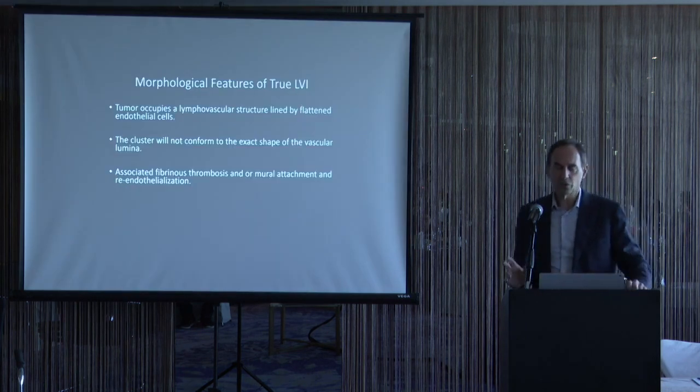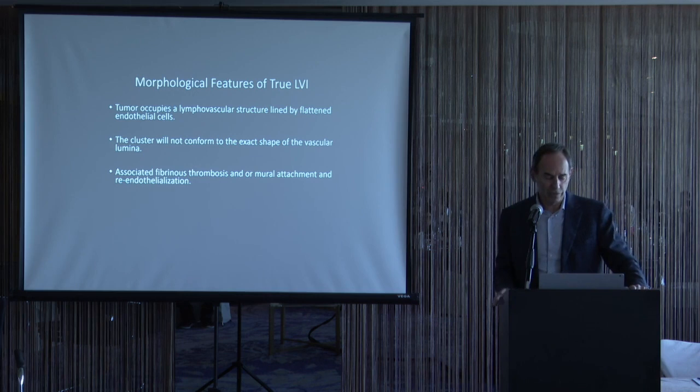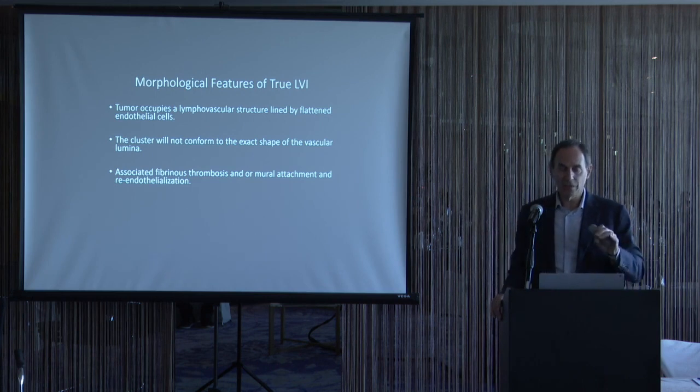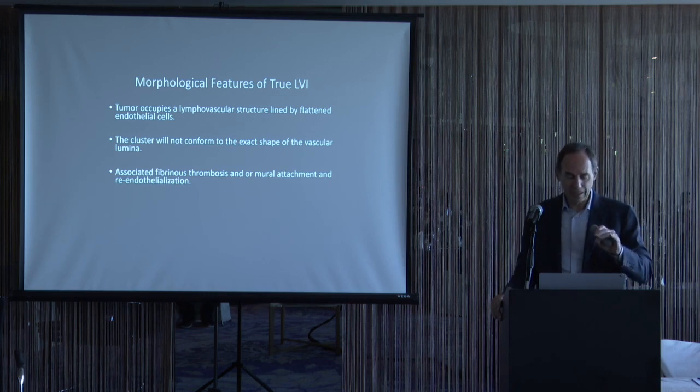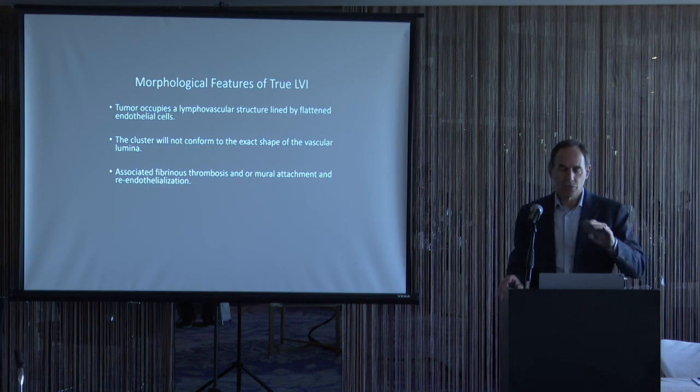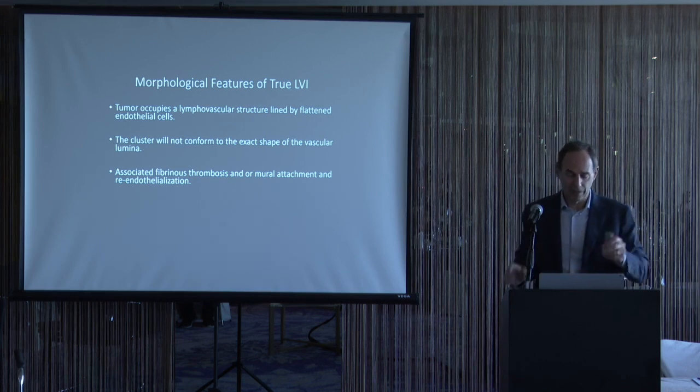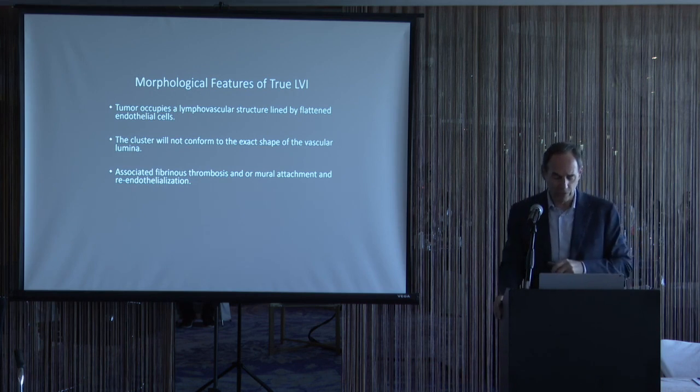So what are the morphological features of true lymphovascular invasion, as opposed to artifactual vascular involvement? One is that it involves a lymphovascular structure lined by flattened endothelial cells. But you want to make sure typically that the cluster does not conform to the exact shape of the vascular structure. So if you have a vascular shape that looks like a dumbbell and the tumor in it looks like a dumbbell, that's just retraction of tumor, not true tumor thrombus.